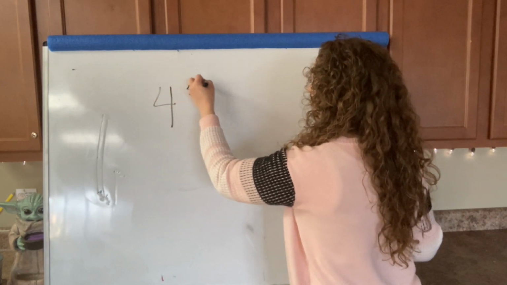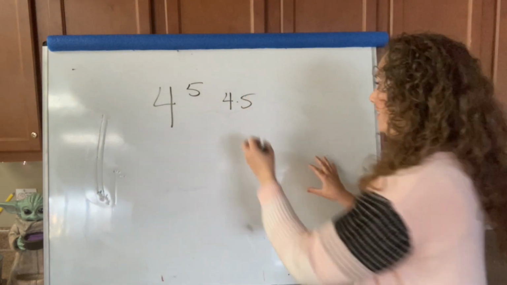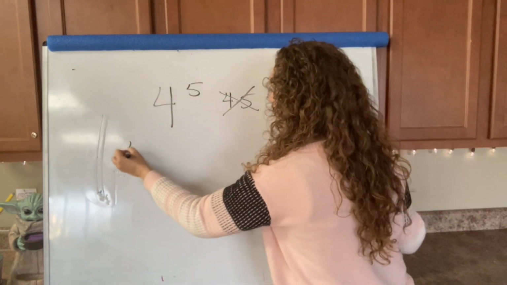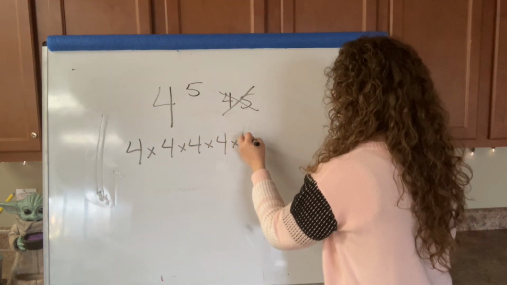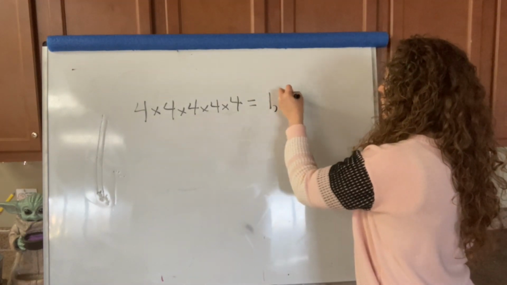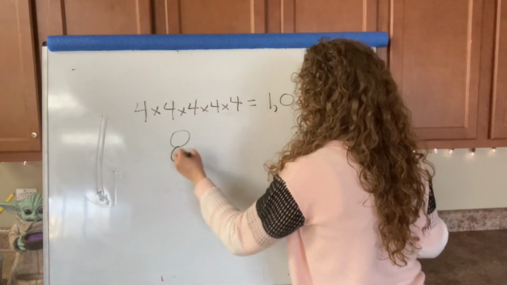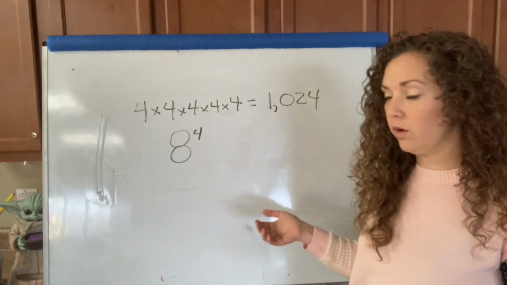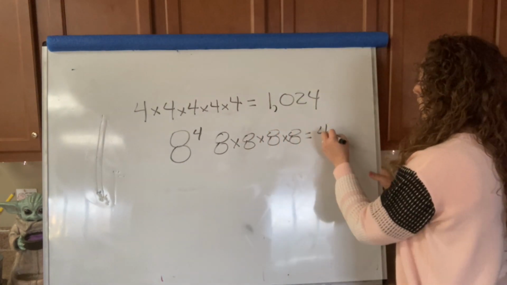4 to the fifth power is not the same thing as 4 times 5. It is not that. This is saying 4 times 4 times 4 times 4 times 4, 1, 2, 3, 4, 5 times, which is 1,024. And I do let my students use calculators for problems like this. 8 to the fourth power is not 8 times 4, it is 8 times 8 times 8 times 8, which is 4,096.